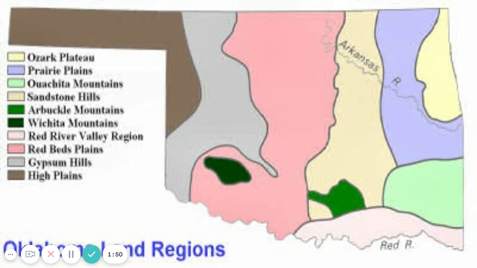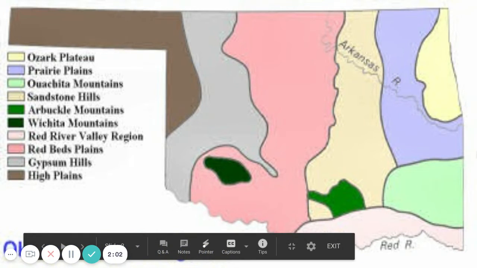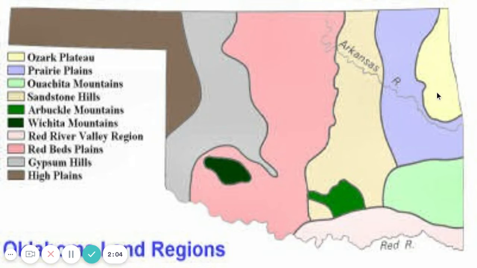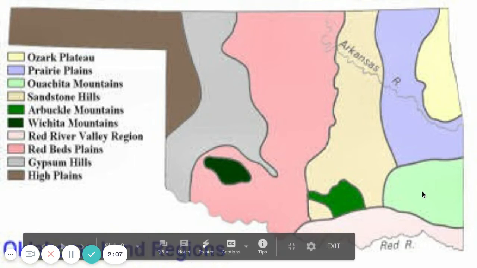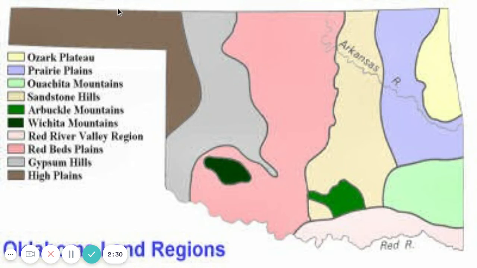Well, when you look at this map of Oklahoma, we see that there are 10 distinct areas. We see the Ozark Plateau. In yellow, we see the Prairie Plains. We see the Ouachita Mountains. We see the Sandstone Hills right here, this tan. Arbuckle Mountains are this deep green. The Wichita Mountains is this black. The Red River Plains is this pink gray down here. The Red Bed Plains is this red. The Gypsum Hills are silver, and then the High Plains is this brown.